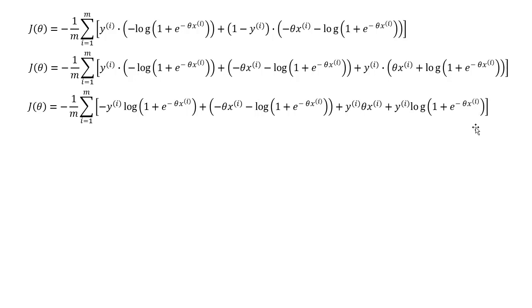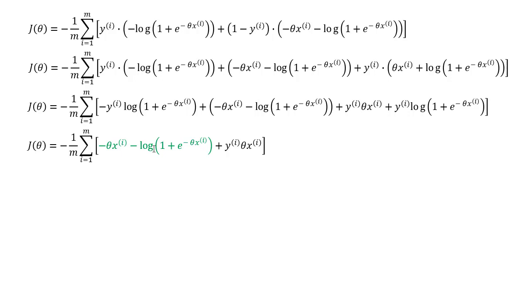Okay, notice that we now have positive yi log of 1 plus e to the negative theta x and negative yi log of 1 plus e to the negative theta x. So I can now combine them, and they'll cancel out, and it leaves the following expression. We have our negative 1 over m, summation from 1 to m of what's left, this piece right here, negative theta x minus log of 1 plus e to the negative theta x, plus this term right here that survived, yi theta x.